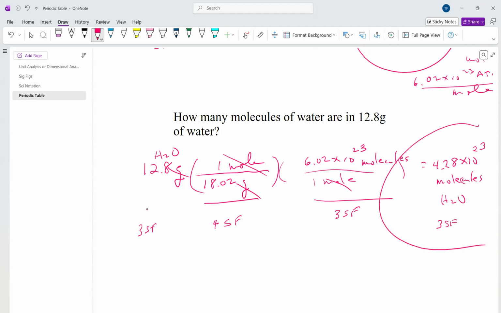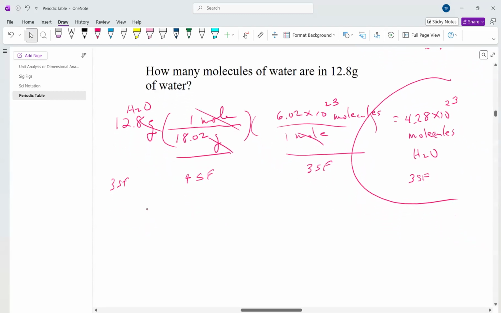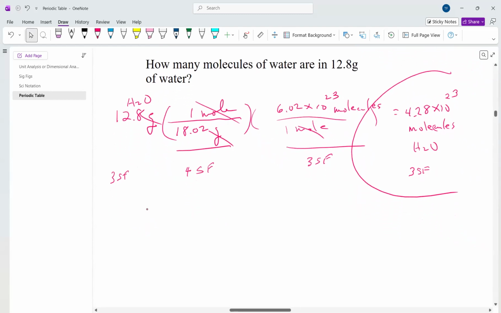So I'm multiplying everything on the top, hitting the divide key, everything on the bottom each time. This is a typical two-step problem. And the common base unit is going to be moles. Okay.